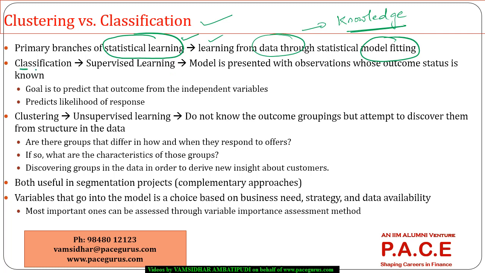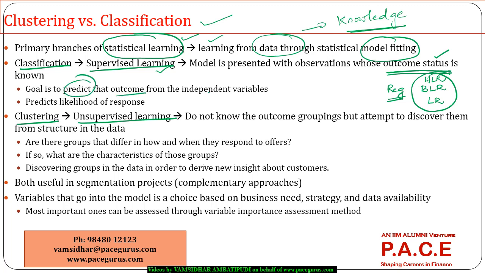The only difference between the two is that classification is part of supervised learning, whereas clustering goes into unsupervised learning. To differentiate between the two, when I use the word supervised learning, the model is created where the outcome is known. So all your regression models, whether it is binary logistic regression, simple linear regression, or hierarchical linear regression, are procedures where the outcome status is known. We are trying to predict that outcome from a set of independent variables. We write some outcome variable tilde the independent variables. So the dependent variable value is known and we have a set of independent variables. All that is part of supervised learning.